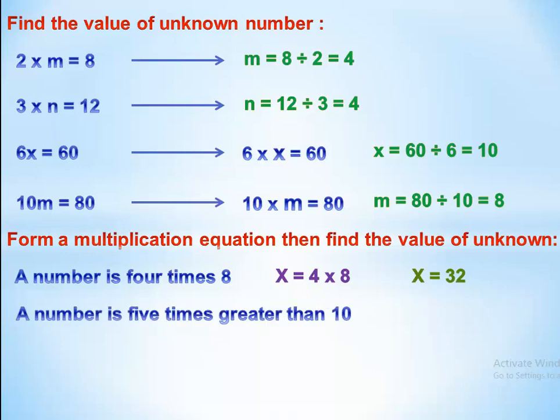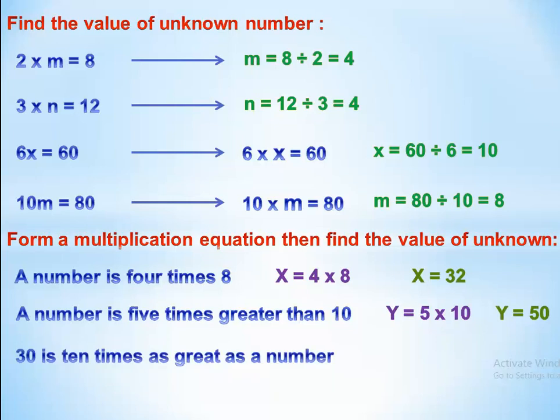A number is 5 times greater than 10. So let's represent it, y equals 5 times 10. It will be 50. 30 is 10 times as great as a number. So 30 equals 10 times m. So m equals 30 divided by 10 equals 3.